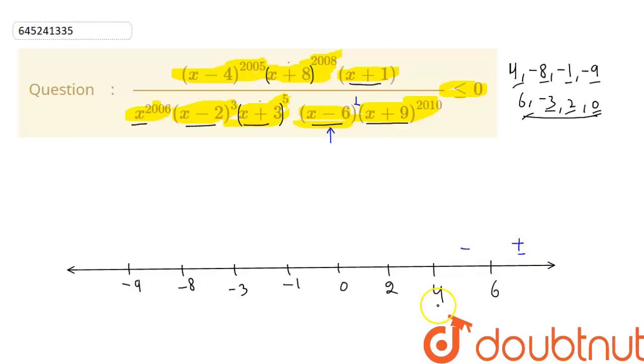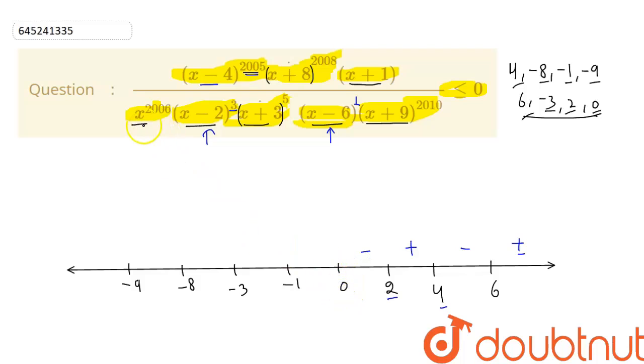Now the next critical point is 4, and we got the critical point 4 from this, and here we have the power as odd. So here also the sign will change. So here we have the positive sign. The next critical point is 2. So we got 2 from this, and here the power is odd, so the sign will also change.